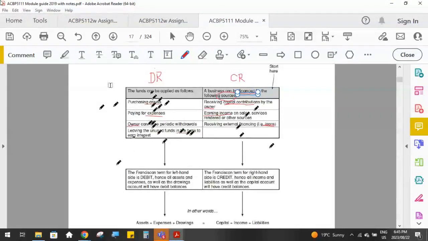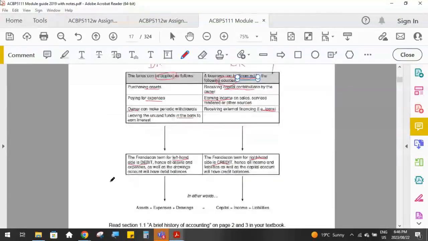Where did the money come from? What are the sources of my financing? And what have I done with the money? They call it the application. Where was the money applied? This is also going back to the 1400s. The left-hand side is called debit, and the right-hand side is called credit. So assets, expenses, drawings will have debit balances. Income, liabilities, and the capital account will all have credit balances.